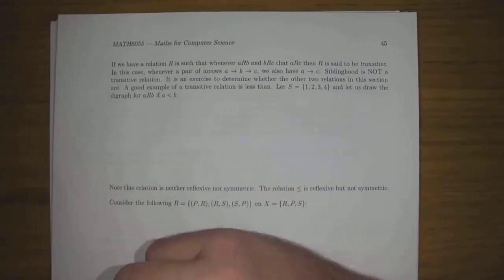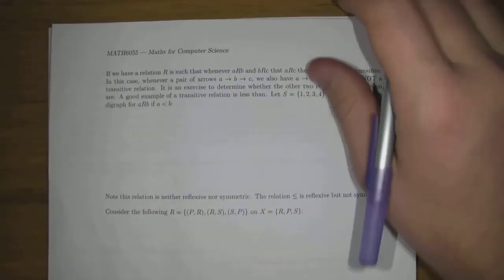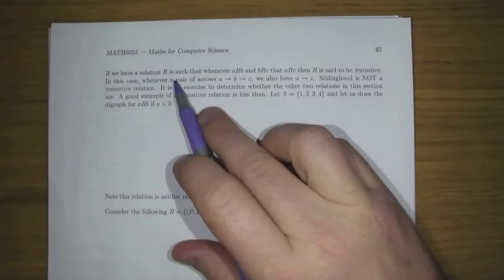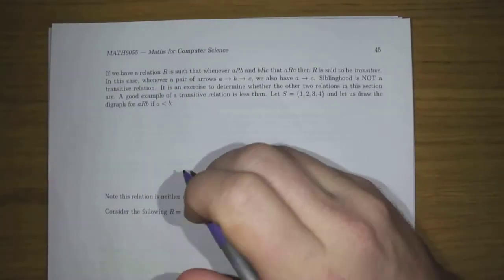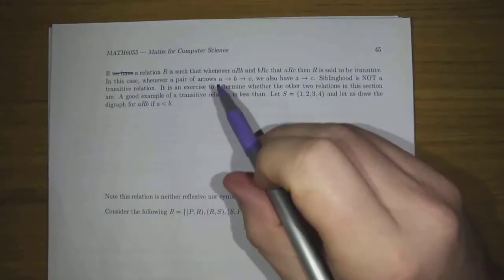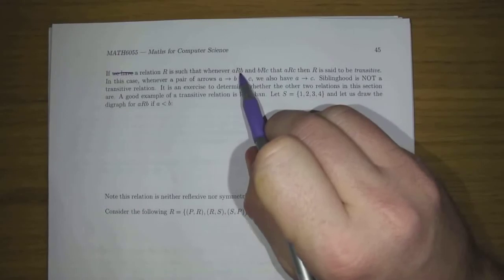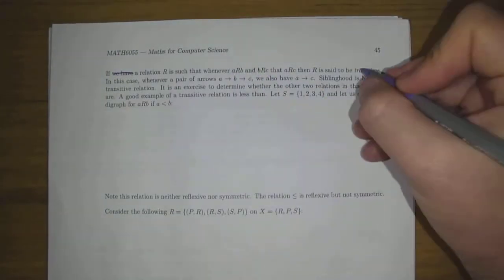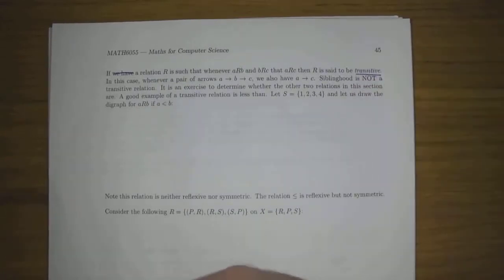This last one is the hardest one. If a relation R is such that whenever A is related to B and B is related to C, then A is related to C, this is what's called transitive.